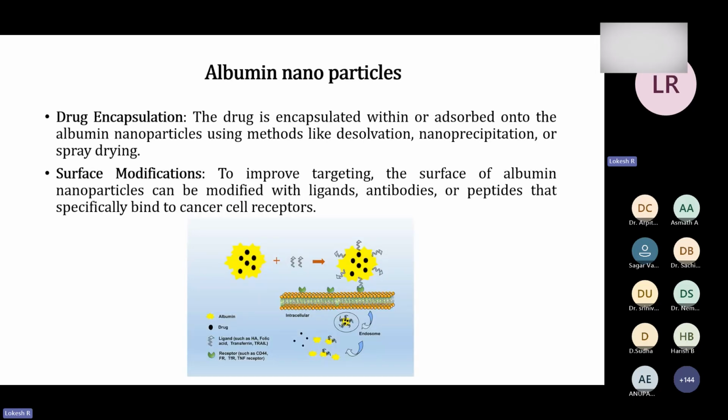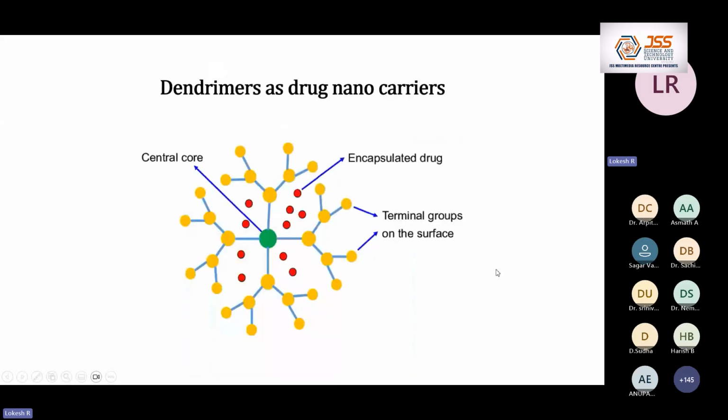So one more method is using albumin nanoparticles for drug encapsulation. The drug is encapsulated within, or absorbed into, these albumin nanoparticles using different methods like desolvation, nanoprecipitation, or spray drying. To improve the targeting, the surface of the albumin nanoparticles is modified with ligands and antibodies, so that they can specifically bind to the cancer cell receptors.